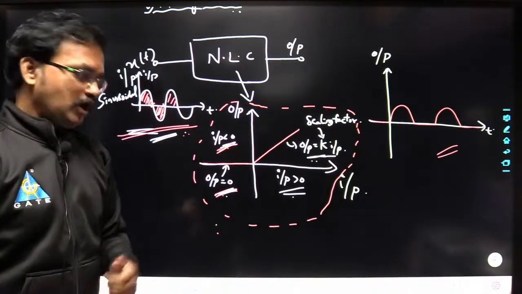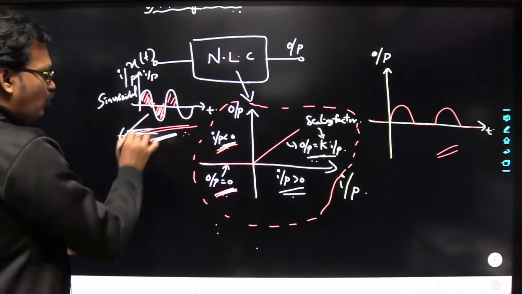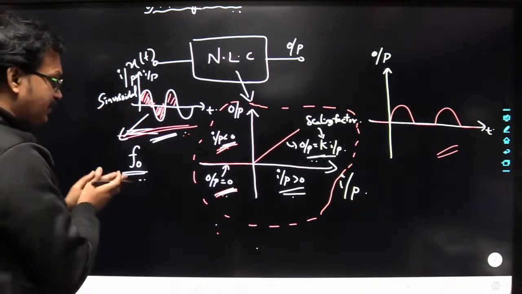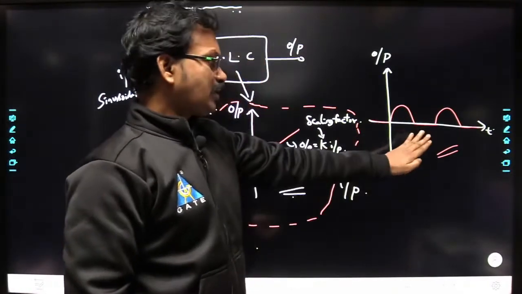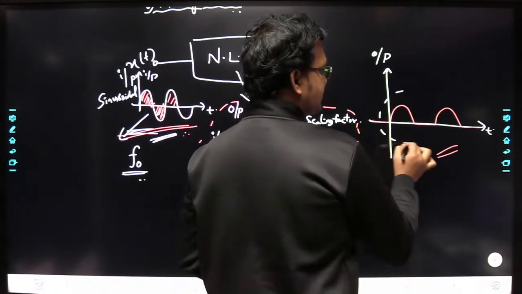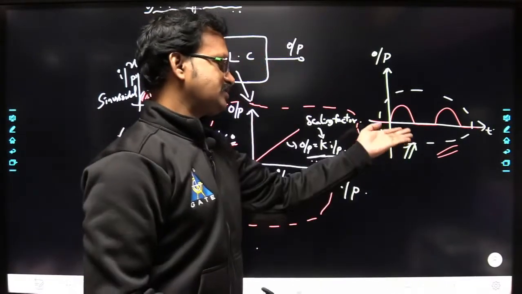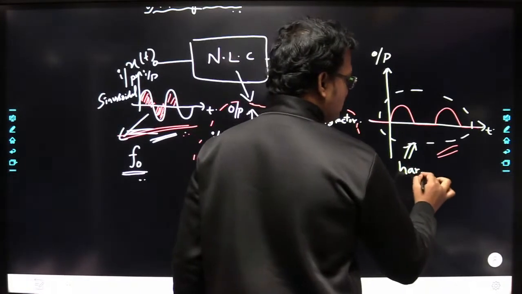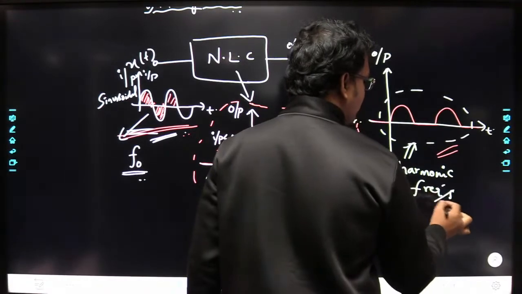Now if you observe here, this signal has only one frequency component, let us say that is F0. But whatever output waveform we got, we can represent this signal as a combination of what? This signal is going to have harmonic frequencies, yes or no? This signal is going to have harmonic frequencies.